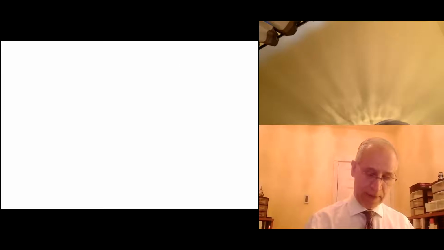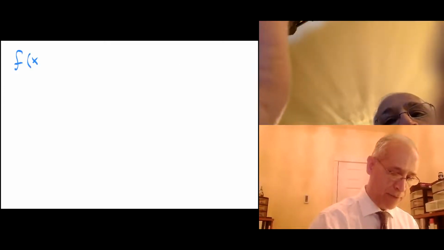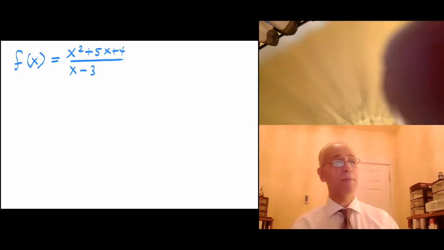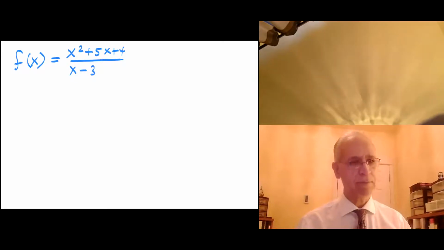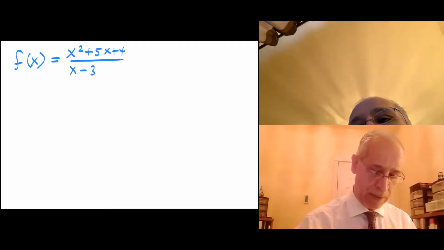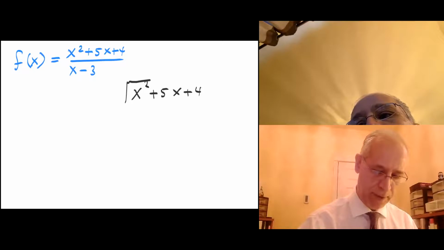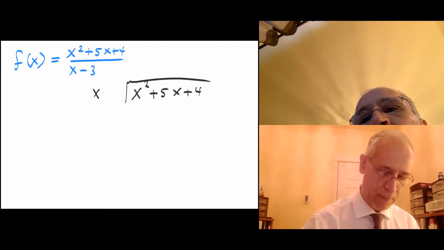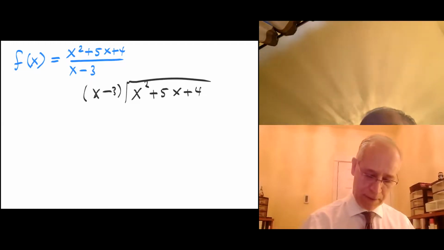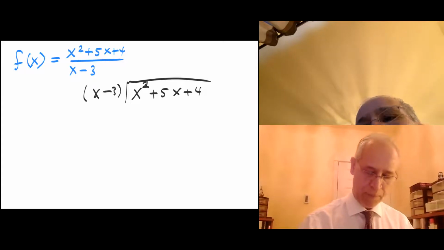Suppose I have f of x equals x to the second plus 5x plus 4 over x minus 3. Yes, I do have an oblique asymptote. How do I find that? Well, I'm going to use long division. I'm going to say x to the second plus 5x plus 4 divided by x minus 3. Okay. Doing the long division, let me fix my degree here.